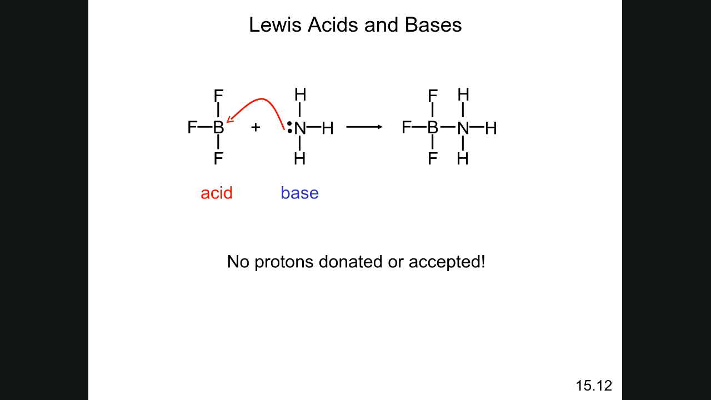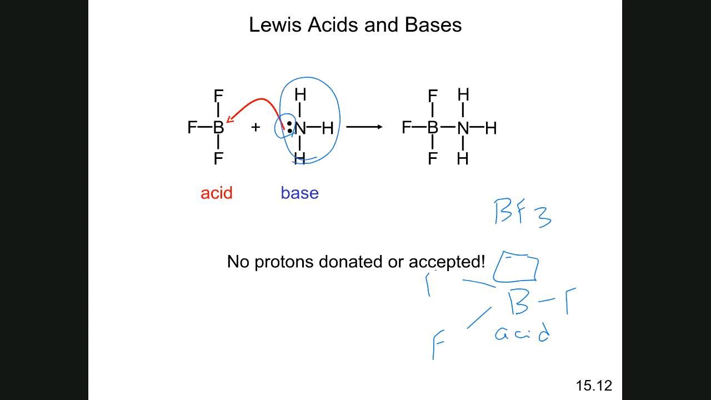Borane, again: write the Lewis structure for BF3. It's going to look like this. There's an empty orbital here, and that empty orbital is ready to accept a pair of electrons, so it's acting as an acid. This is donating a pair of electrons. Ammonia is a base. Accepting a pair of electrons is acid.